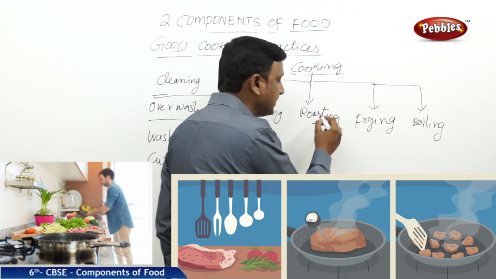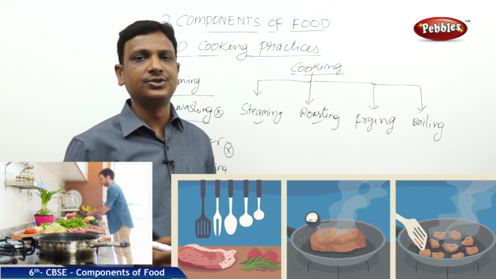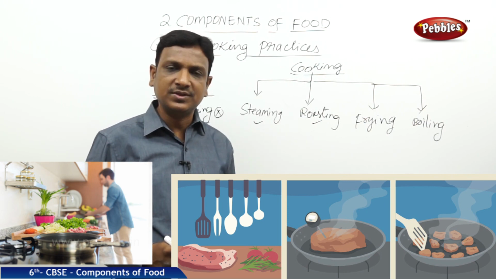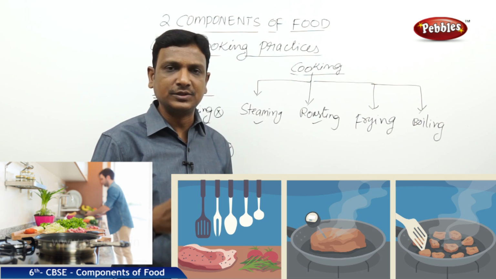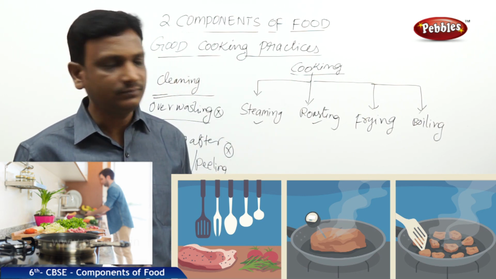Second thing is roasting directly on the fire. Certain items, chicken you can roast, rotis you can roast directly on the flame. So this is also a better method by which you can retain the nutritive value.